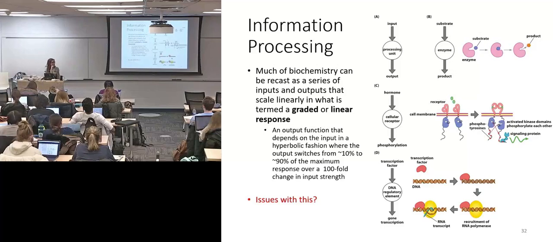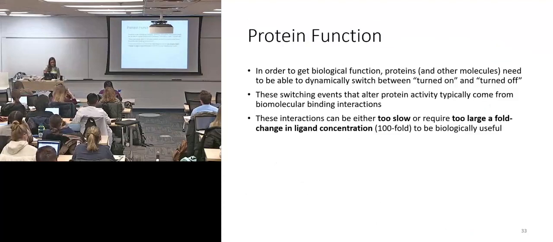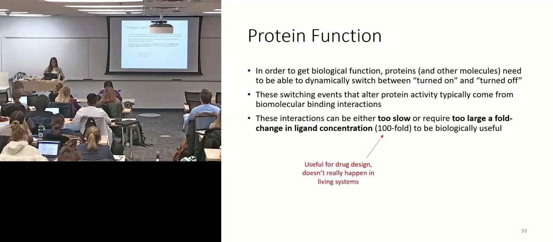Any thoughts about real life why this probably doesn't work? Do you think 100-fold concentration differences are practical in the body? No. So this would basically be imperceptible to small changes. Small changes would do nothing. 100-fold changes aren't really realistic. This also is really slow. So this process of one-to-one would be way too slow for a practical application. Interactions would either be too slow or require too large a fold change in ligand concentration to be biologically useful. But that's really useful for drug design, right?